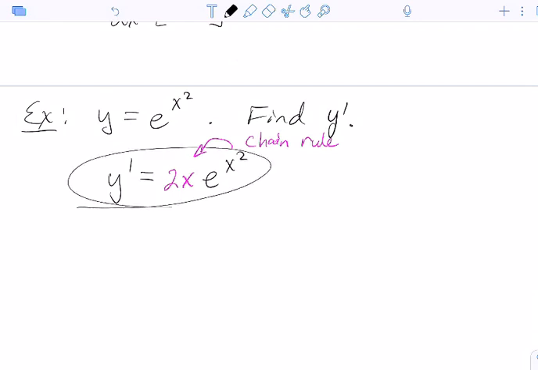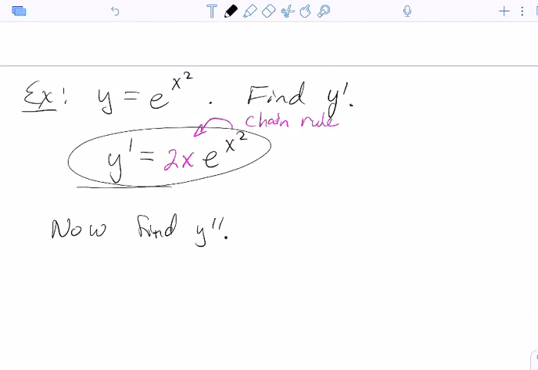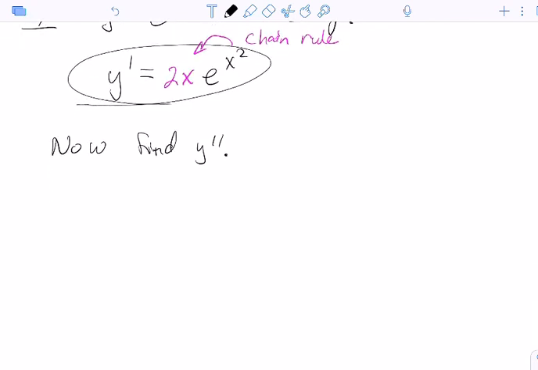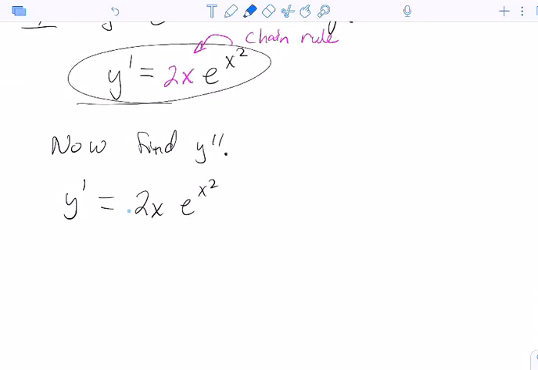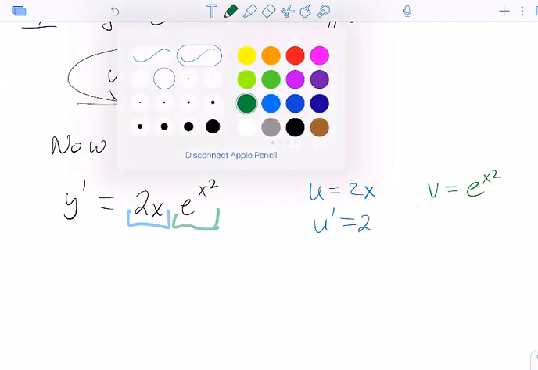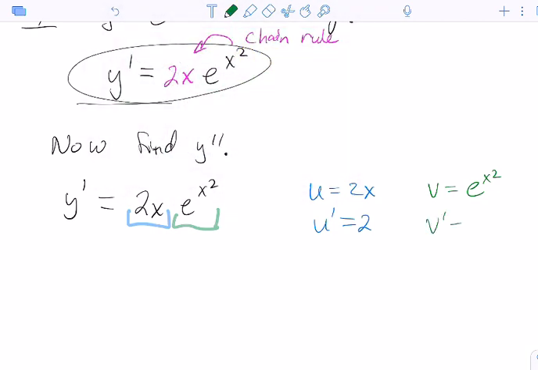But I'm going to continue with this exercise and say now we're going to find y double prime. At this point, we have a product. I'll just rewrite that y prime is equal to 2x e to the x squared, and 2x will be u, and then e to the x squared will be v. If u is 2x, then u prime is 2. If v is e to the x squared, then we just saw that v prime is going to be 2x e to the x squared.